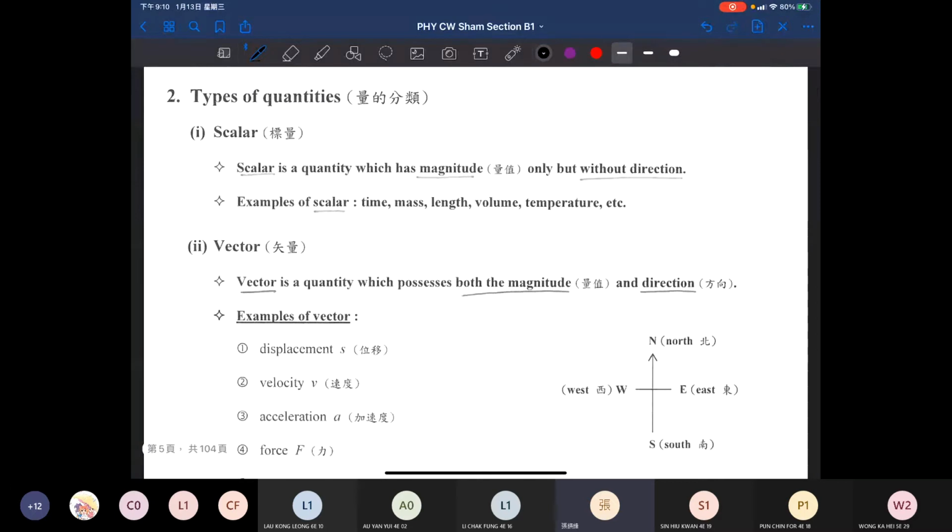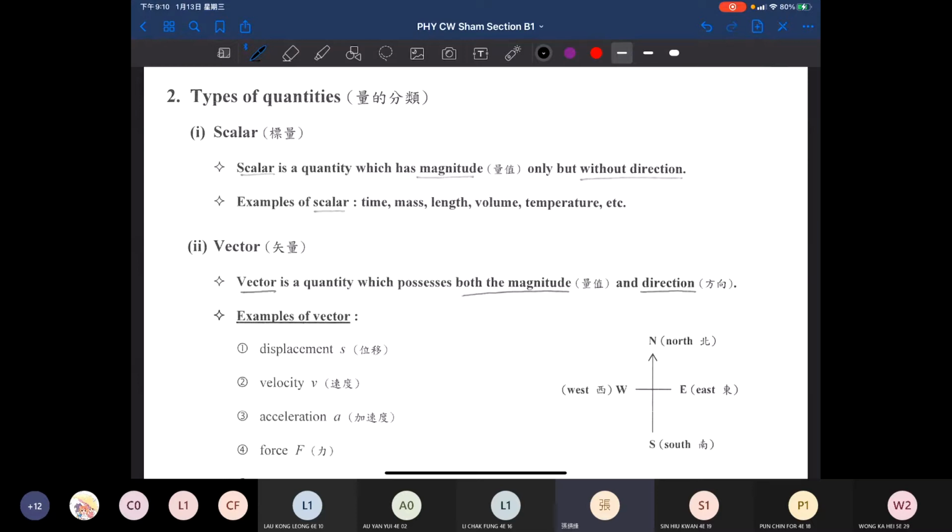Okay, so for the quantities, actually we can divide them into 2 kinds of quantities. First one is scalar. The second one is vectors. Okay, actually, if you study physics in university, there is something called tensor. So we don't have to know about tensor. Okay, if you want to discuss tensor, you can talk with me later on. Actually, I'm not that familiar with it.